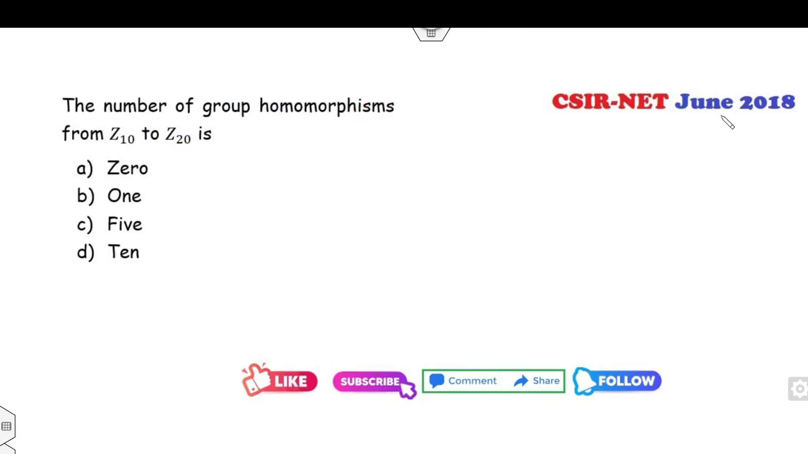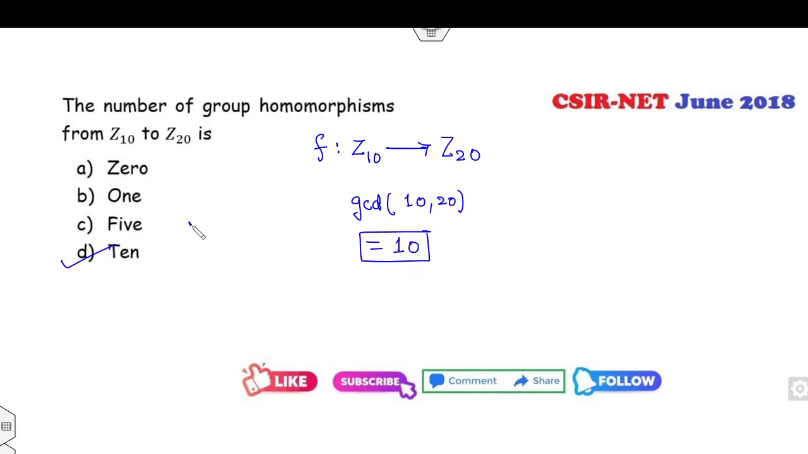The first question appears in June 2016. The number of group homomorphisms from Z10 to Z20. So what is the right answer? GCD of 10, 20. So what is the GCD of 10, 20? 10 is the right answer of this problem.